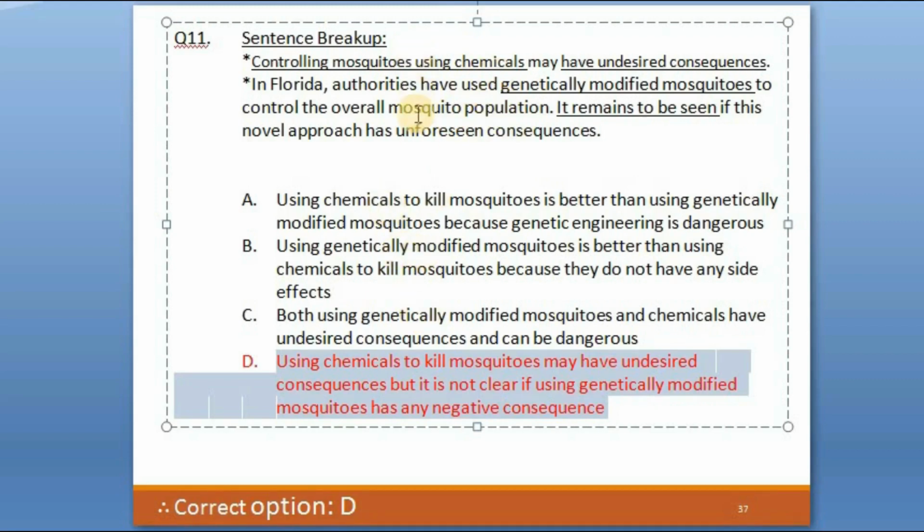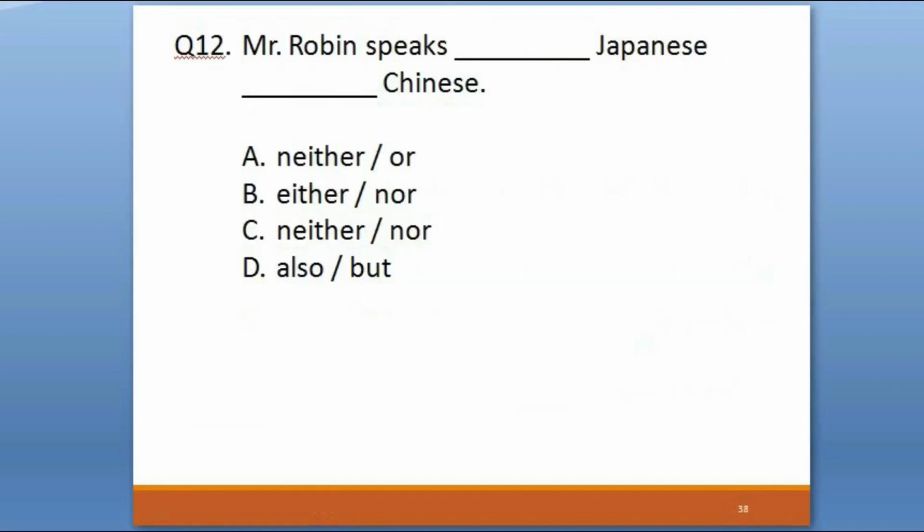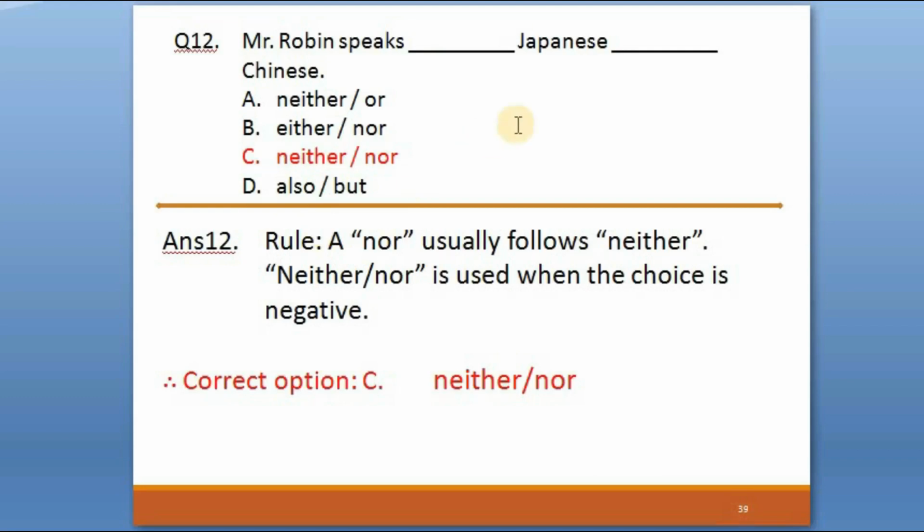So now let's move to the next question. Mr. Robin speaks dash Japanese dash Chinese. So in these questions, what do we have to use? We have to use the appropriate combination. As you see here, the rule says that a nor usually follows neither.